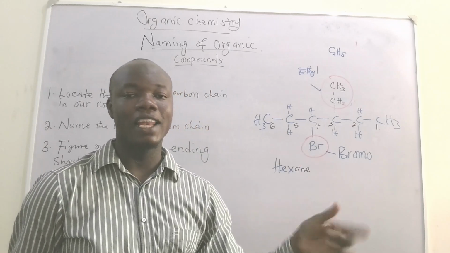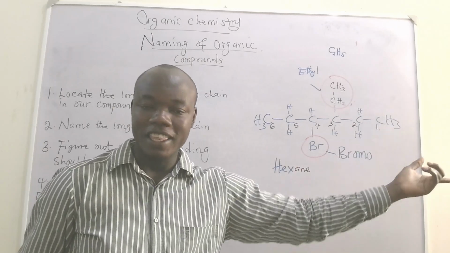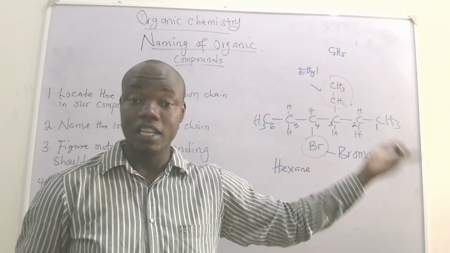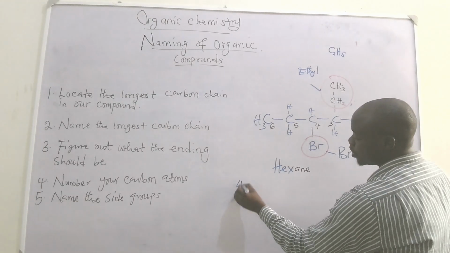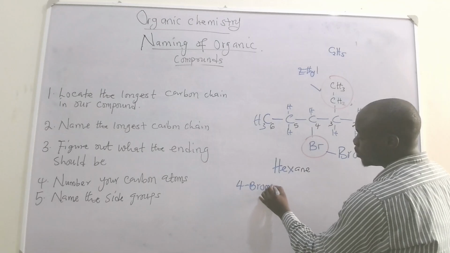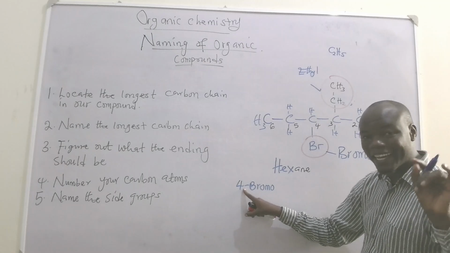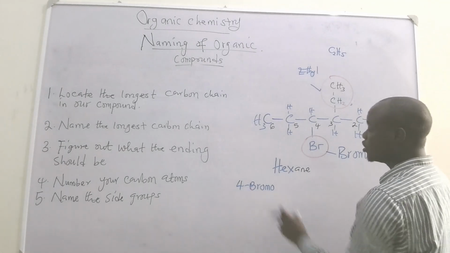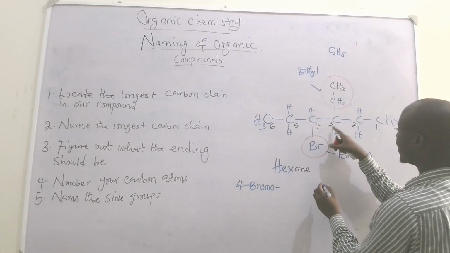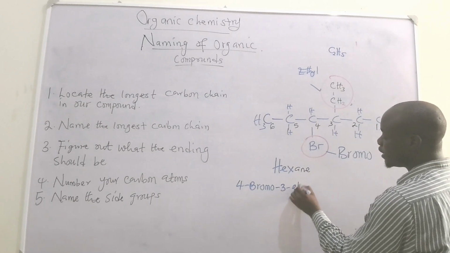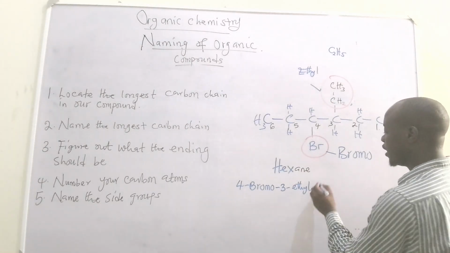Between ethyl and bromo, which one will come first? Bromo will come first, followed by ethyl, because B comes first, then E. Therefore, the bromine here is at carbon 4, so we are now going to say 4-bromo. When naming an organic compound, between a letter and a number there is a hyphen. So we have 4-bromo, and then the next one is ethyl, and ethyl is at carbon 3. So we have 3-ethyl, 4-bromo, 3-ethylhexane.